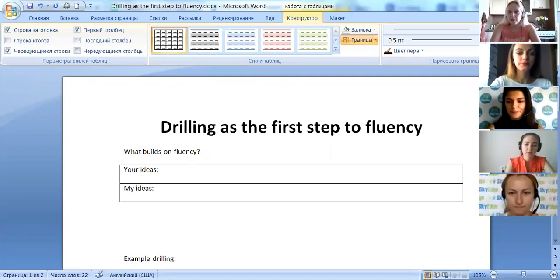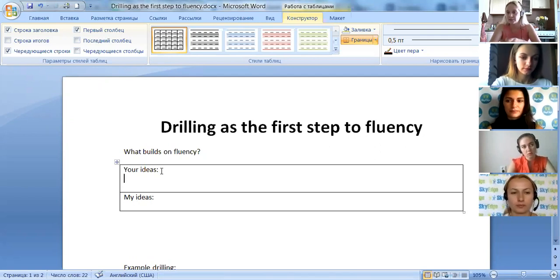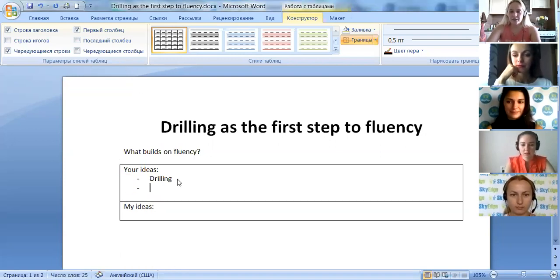Yep. Yeah. Look, we have like 2 blocks here, and I want to hear your ideas. What builds on fluency? What helps us train fluency? What do we need to do to train fluency? Drilling. Yeah, that's obvious from the name of the seminar. And then some active vocabulary. What about vocabulary? Activating vocabulary. Okay, how would you activate vocabulary? How would you do that?